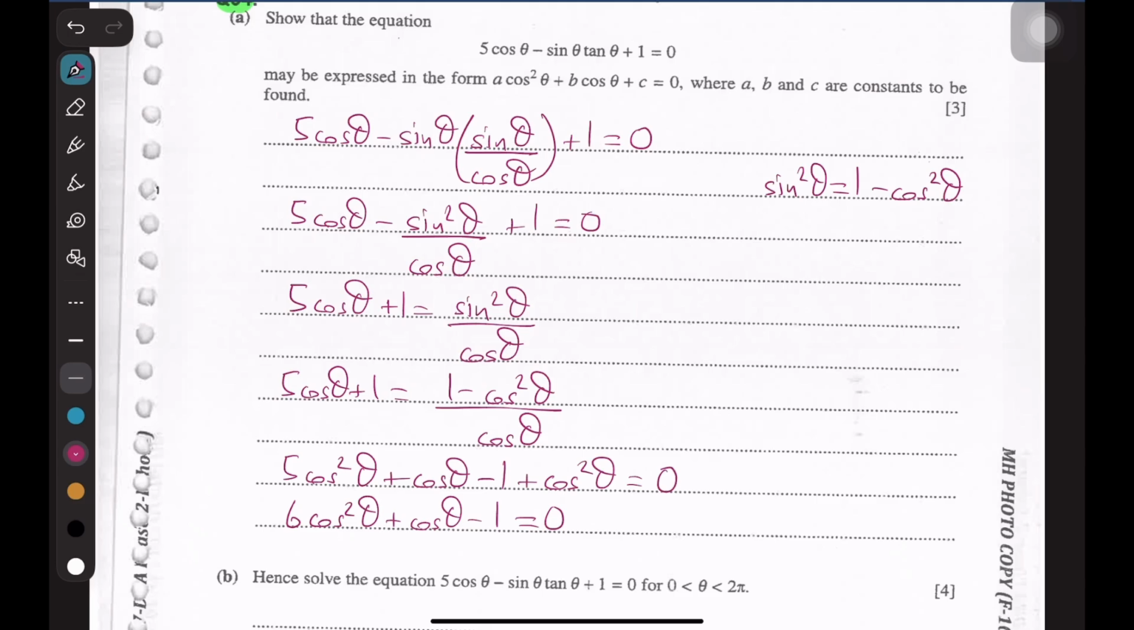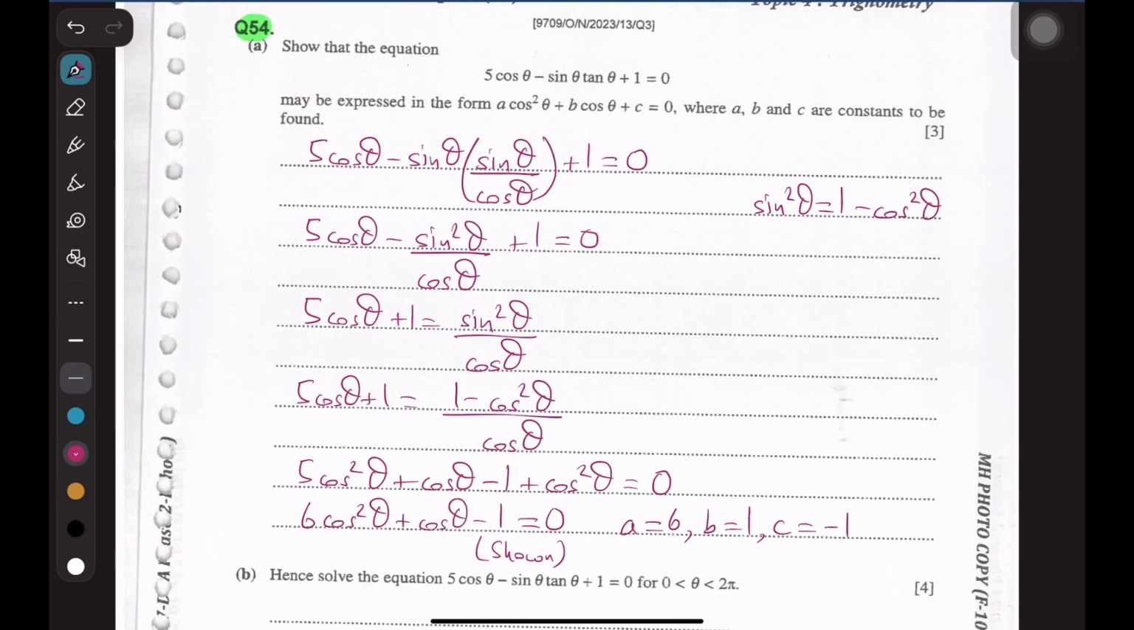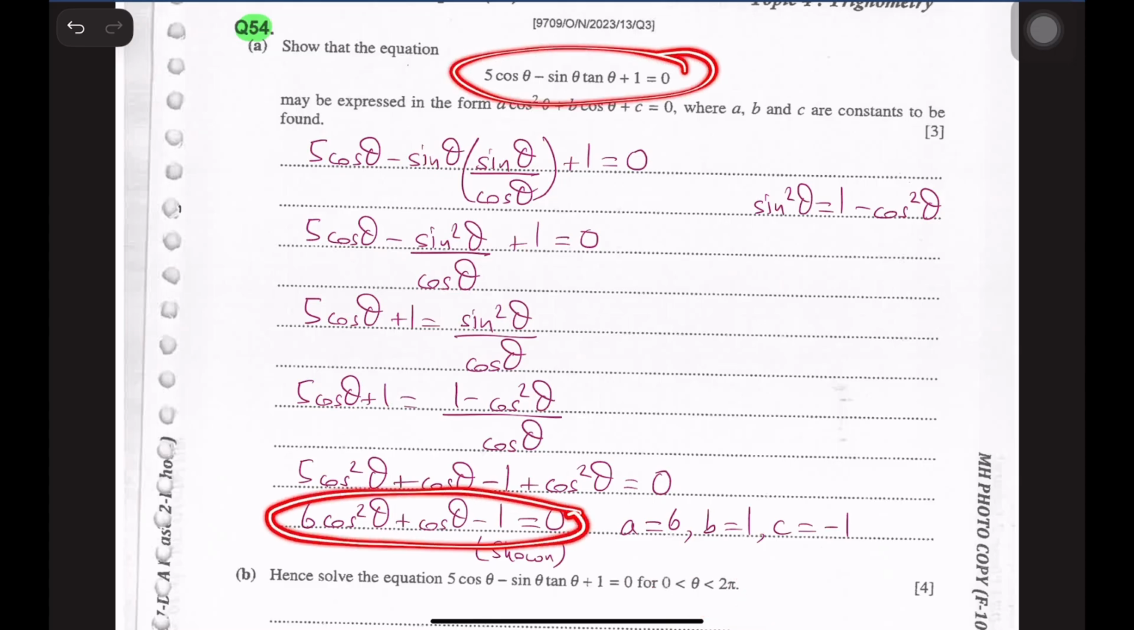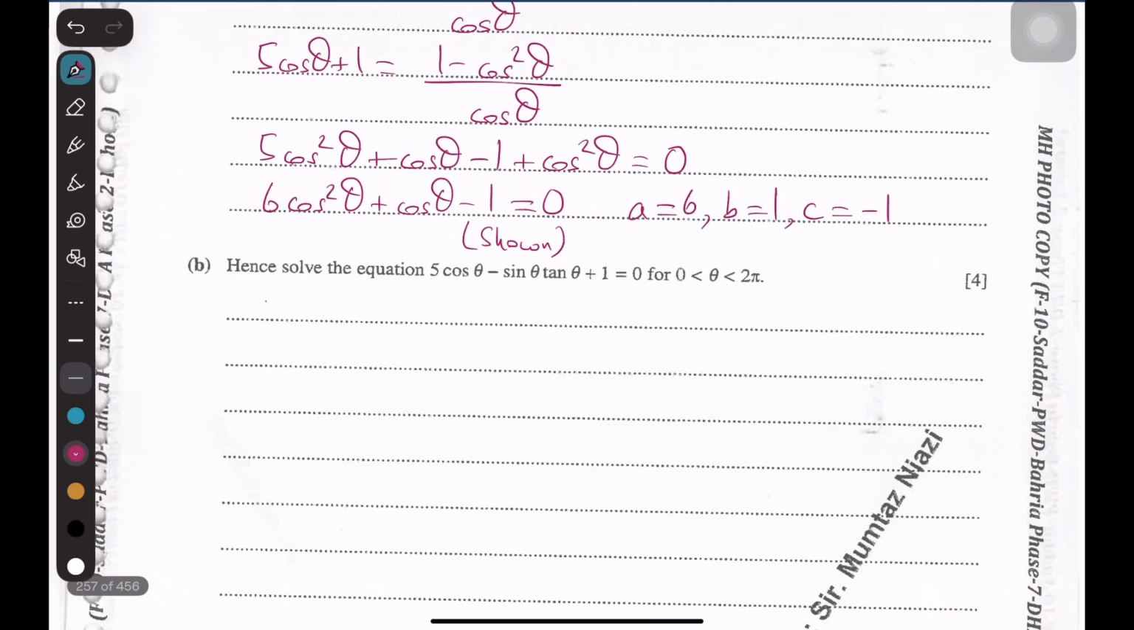So we've got our equation in this form, and our value for A is 6, B is 1, and C is negative 1. Shown. Now they're saying, hence solve the equation 5 cos theta minus sin theta tan theta plus 1, which is this equation, for 0 till 2 pi. Now we know that this equation is exactly same as this equation, so we can just solve this equation instead of the first one. So we'll be solving 6 cos square theta plus cos theta minus 1 equals to 0.